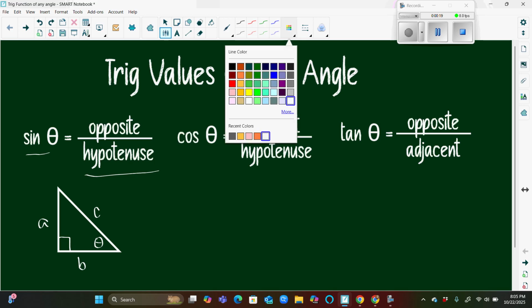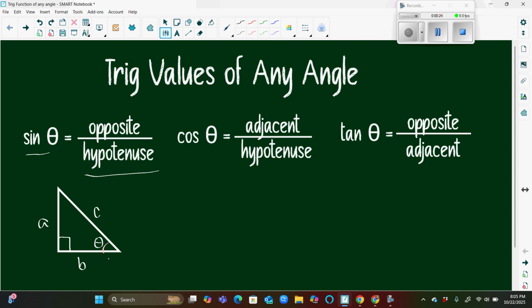So if we take a look at our right triangle and we look at angle theta, which is down here, the side opposite would be side A, and the hypotenuse would be side C.